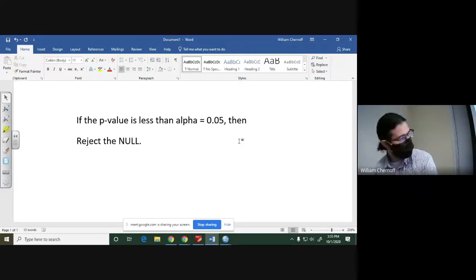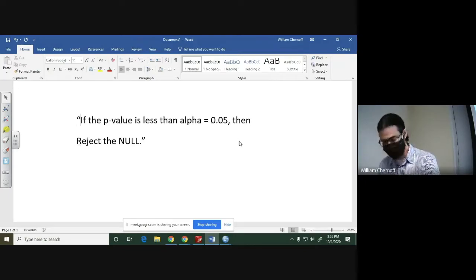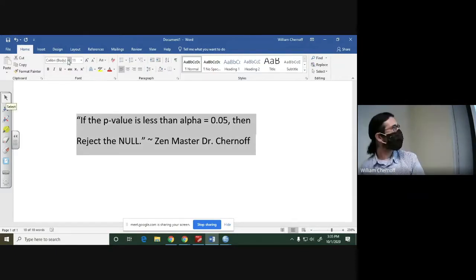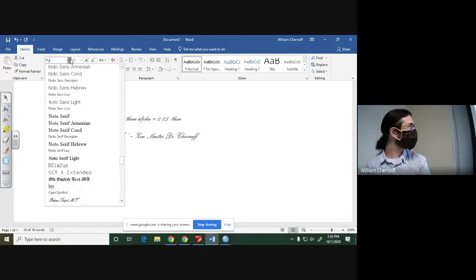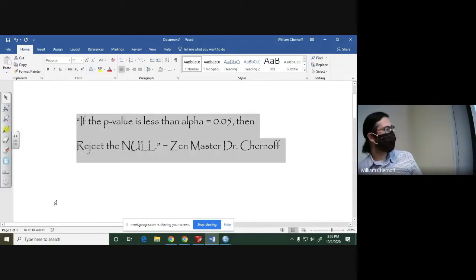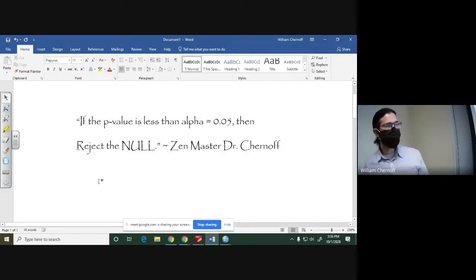You know, this is like a mantra. We want to remember it. So like all great mantras, there need to be quotation marks or something. And then you have to attribute it to somebody, right? Like, I don't know, Zen Master Dr. Chernoff, right? Then we have to make sure that this is in the appropriate font, which is like what, Papyrus? Where is it? Yeah, Papyrus. Oh, right. Okay, so let's all read it together for the final time. If the p-value is less than alpha equals 0.05, then reject the null, Zen Master Dr.